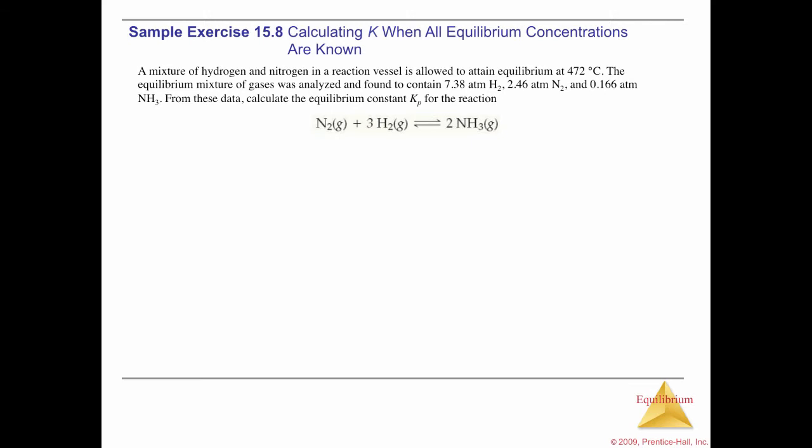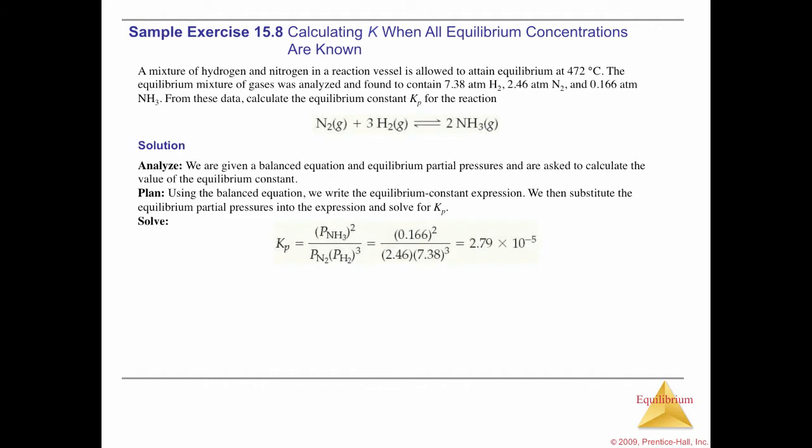So here we have a mixture of hydrogen and nitrogen, again the Haber process, reacting in a vessel allowed to attain equilibrium at 472 degrees Celsius. The equilibrium mixture of gases was analyzed and found to contain 7.38 atmospheres hydrogen, 2.46 atmospheres nitrogen, and 0.166 atmospheres ammonia. From the data, calculate the equilibrium constant, K sub P, for this reaction.